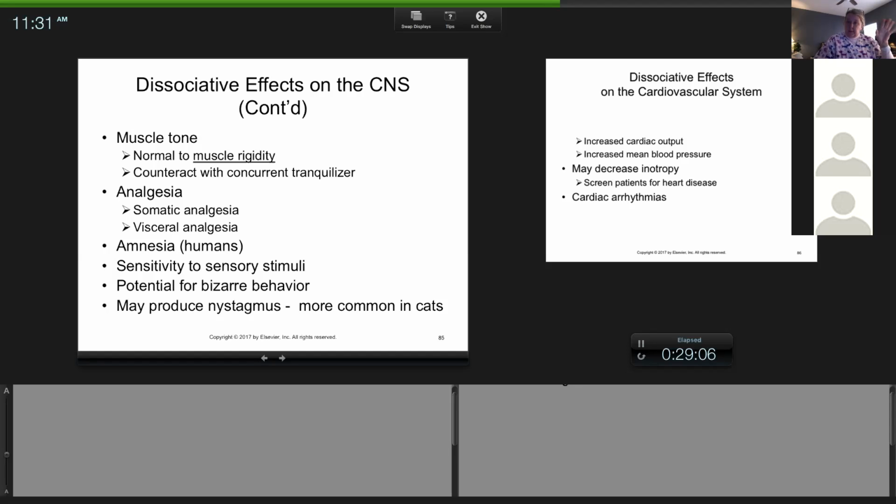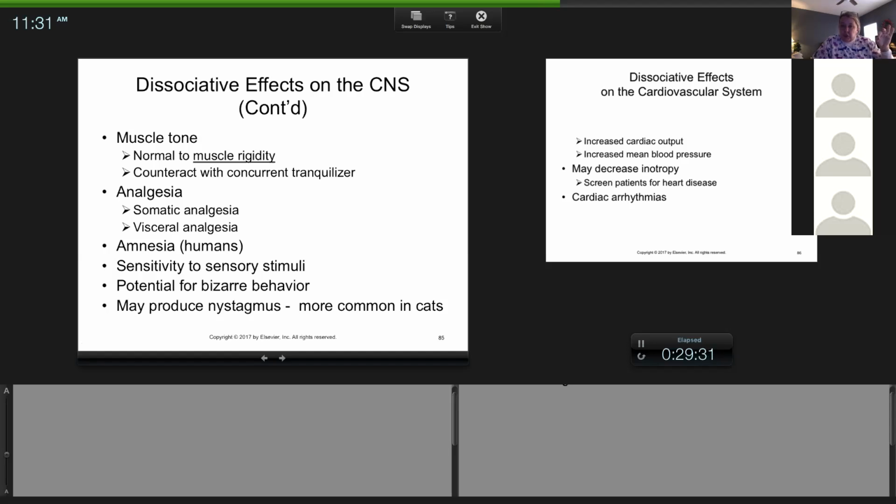Now, ketamine or dissociatives have analgesic properties. You still need to give them something. It's not enough for the protocol, but you do have some analgesia. That is a benefit. They're very sensitive to stimuli. They can be very bizarre, especially when you use ketamine by itself. They can wake up, it's basically dissociative.